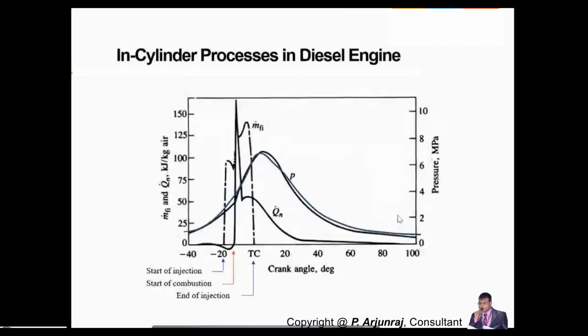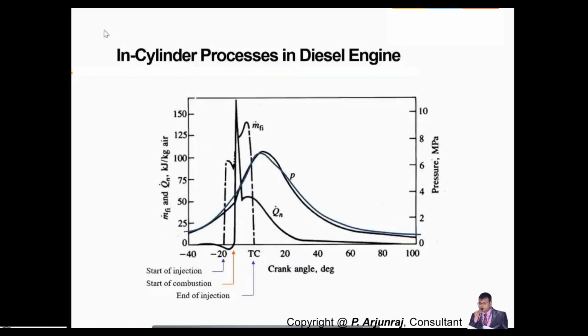So this is the in-cylinder process which is going to happen in a diesel engine. It is similar to what had been explained with respect to the crank angle versus heat release rate. But in this graph, the mass flow rate of the fuel and also the air is taken. The result when we are analyzing the in-cylinder process, meaning inside the cylinder, is how the diesel engine is going to process.